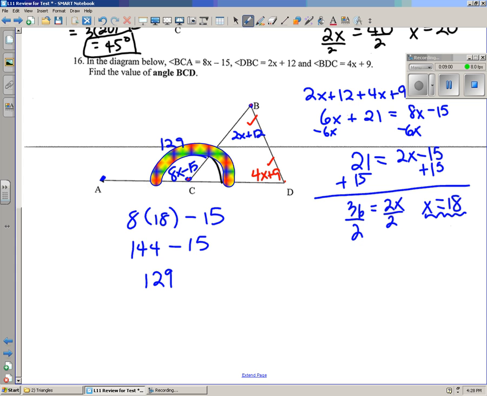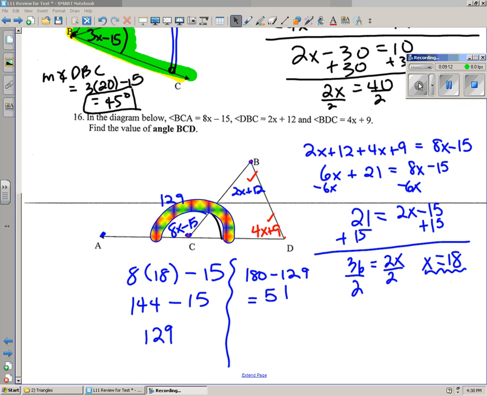And so 180 minus 129 will give us our answer, which is 51. And so the final answer is 51 degrees.